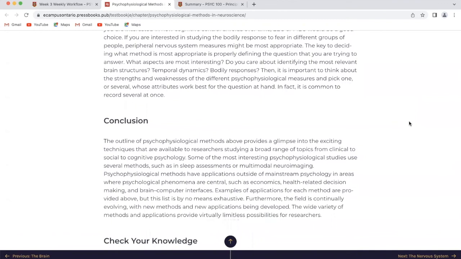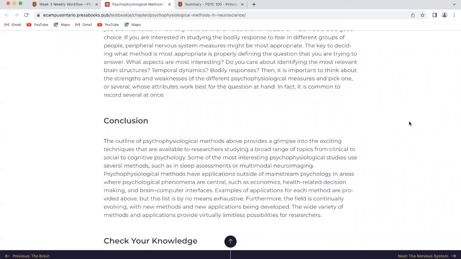In conclusion, the outline of psychophysiological methods above provides a glimpse into the exciting techniques that are available to researchers studying a broad range of topics from clinical to social to cognitive psychology. Some of the most interesting psychophysiological studies use several methods, such as in sleep assessments or multimodal neuroimaging. Psychophysiological methods have applications outside of mainstream psychology in areas where psychological phenomena are central, such as economics, health related decisions, and brain computer interfaces.